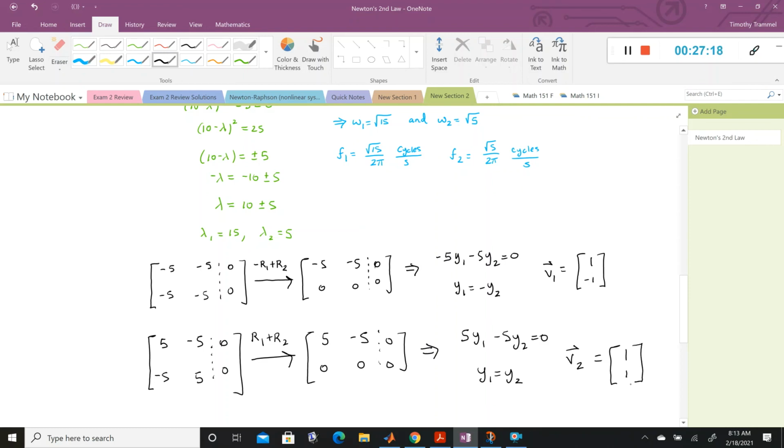Now, what I want you to note is that the things in this vector are y1 and y2. These are the amplitudes for those sine waves that we were looking at. In one of these, we're describing a case where the amplitudes are opposite, and over here, we're describing a situation where the amplitudes are the same. And so the question is, what does this look like visually?